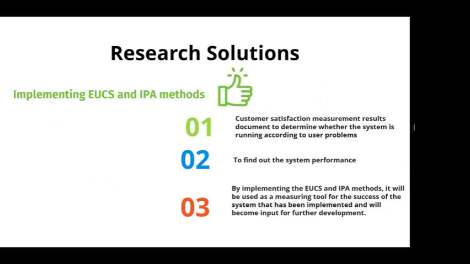So for the research solution, implementing the EUCS and IPA method. The customer satisfaction measurement result document is used to determine whether the system is running according to the user's needs and to find out the system performance. By implementing the EUCS and IPA method, it will be used as a measuring tool for the success of the system that has been implemented and will become input for further development.